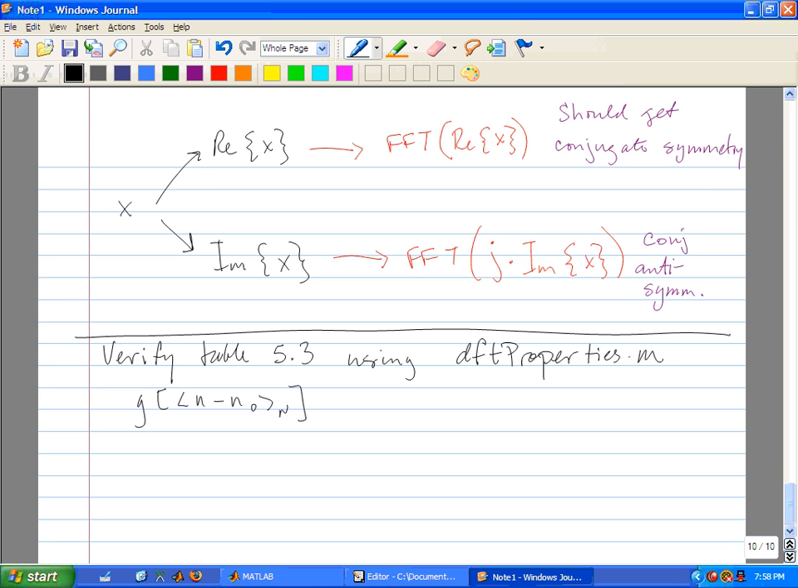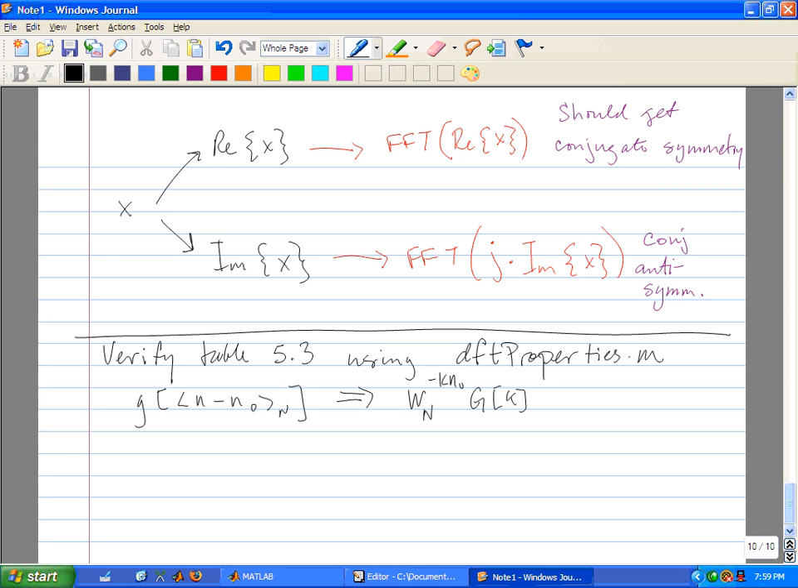Well, the book claims that the effect on the Fourier transform should be that I take my original transform, G of K, and multiply it by W sub N to the minus K N0. And W sub N is one of these magic numbers that we talked about last time.